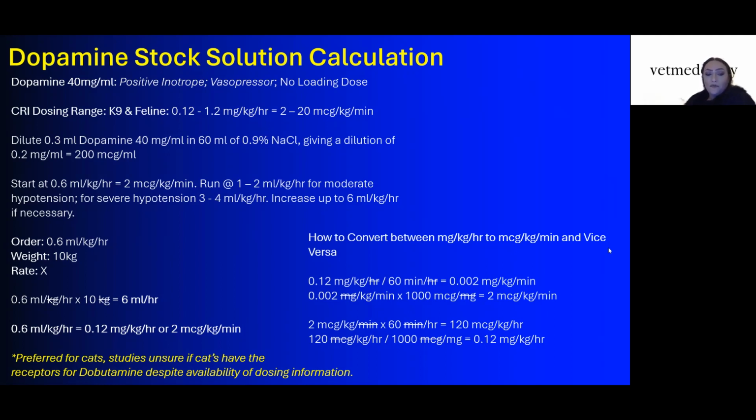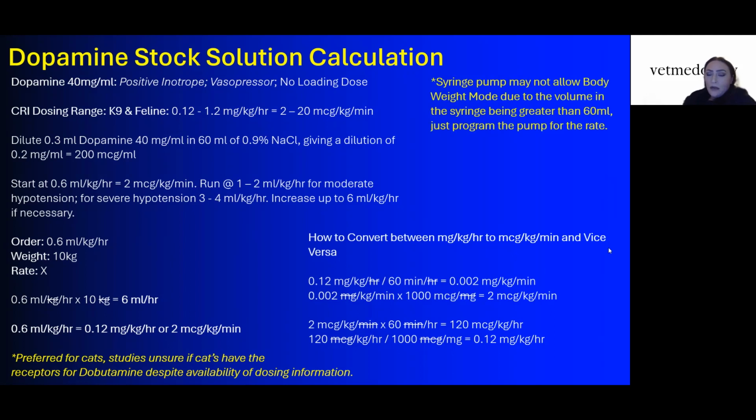Dopamine is preferred for cats over dobutamine because studies are unsure if cats have the receptors for dobutamine despite the availability of dosing information for cats. And again, because this extends beyond the 60 mL just by 0.3, you may not be able to use body weight mode on your syringe pump.